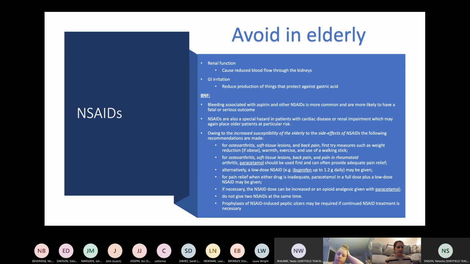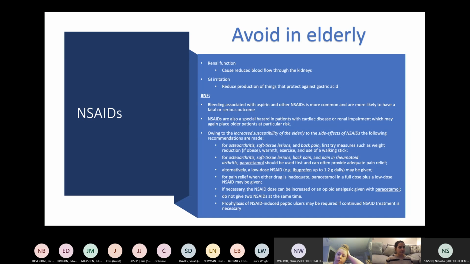So in the BNF, in particular, it has a whole section on NSAIDs in the older person, which is what I've put underneath. But it doesn't say not to give them. In particular, it talks about the fact that older people are at higher risk of associated bleeds, but also in people who have cardiac disease and renal impairment, older people are at particular risk if you use an NSAID.